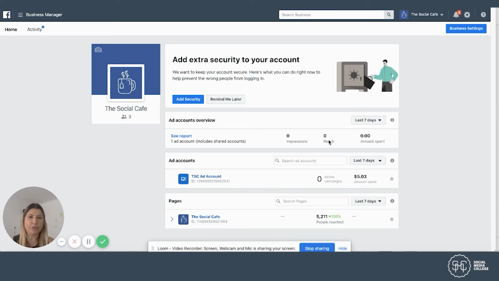The next one is ad creative. And this is the one that we're going to focus on the most, because the ad creative determines how relevant the copy, the photos, the videos and the headlines are to your target audience. If they're irrelevant, that's going to see your ad costs go up.